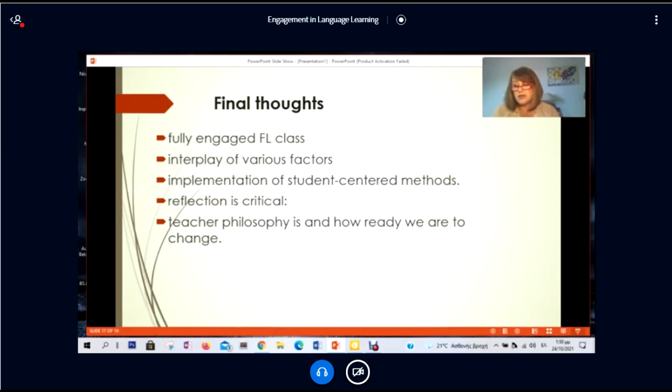In other words, what our teacher philosophy is and how ready we are to change.